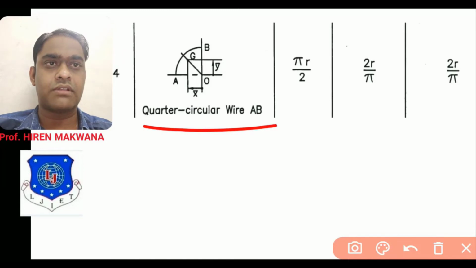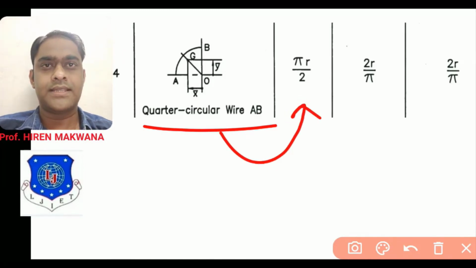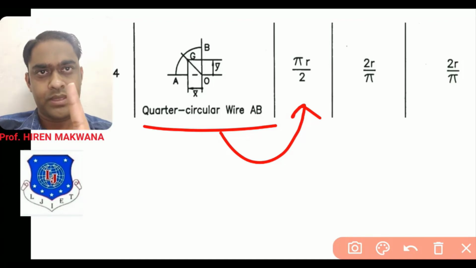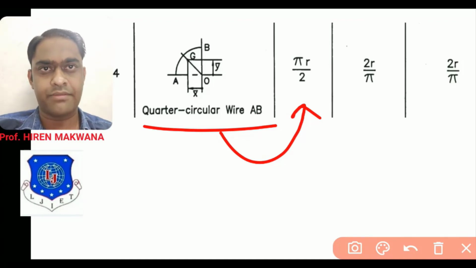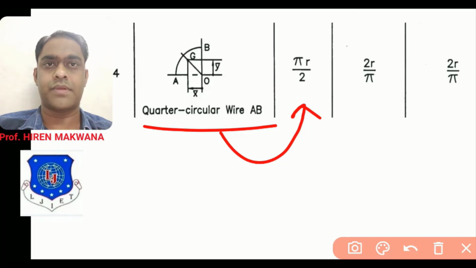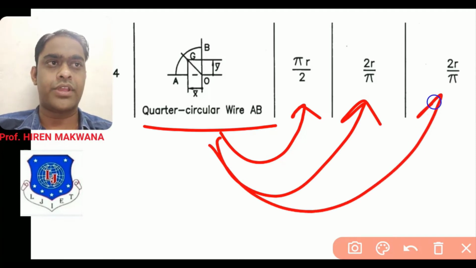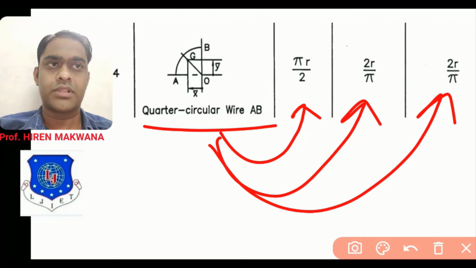This is the quarter circular wire AB. The length will be pi r by 2. See, the length of the circle is 2 pi r. If it is a semicircle arc, then it is half, means pi r. If it is a quarter circle arc, then it is again half, means pi r by 2. What are the x coordinates and y coordinates? Both are 2r by pi in the formula manner. Okay, so you have to remember these two formulas. X bar is equal to 2r by pi, y bar is also equal to 2r by pi.